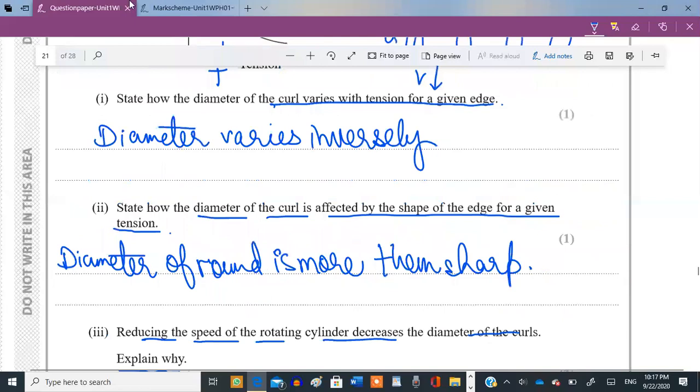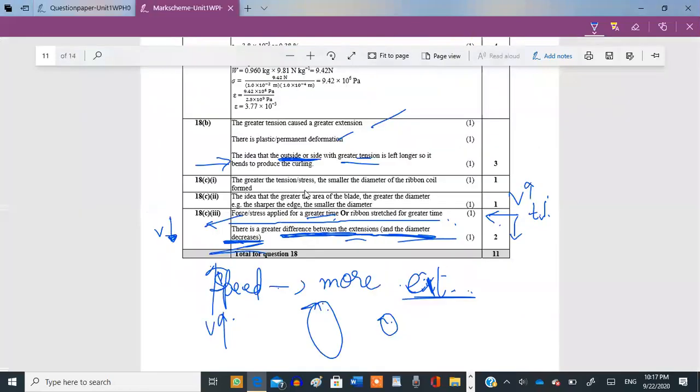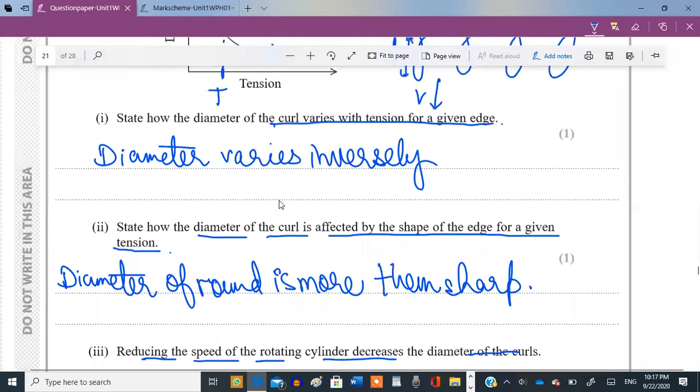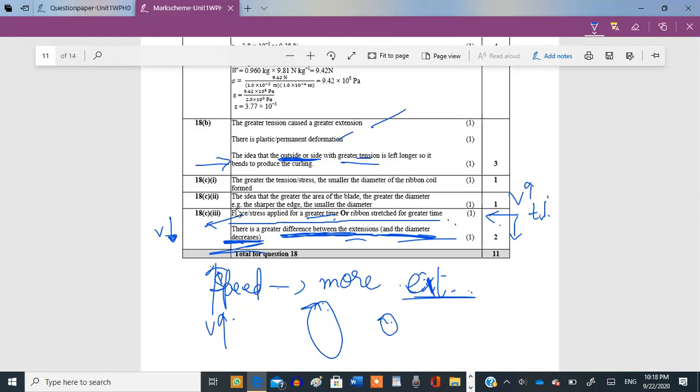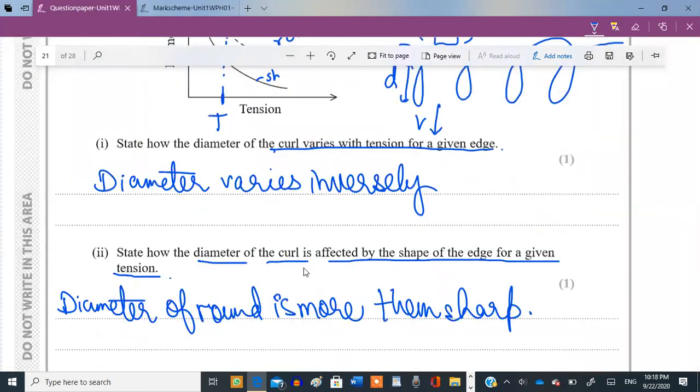And we didn't check out these answers, right? Greater the tension, the smaller the diameter. So inversely related. The idea that greater the area of the blade, the greater the diameter. The sharper the edge, the smaller the diameter. Okay. So this is the idea which we gave over here. The sharper the edge, the smaller the diameter. We did mention this idea in this answer over here as well.